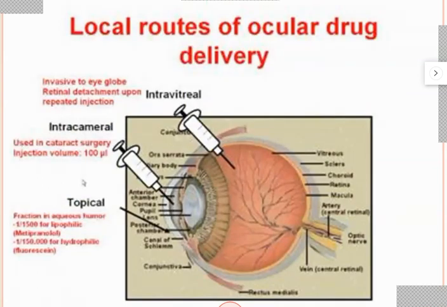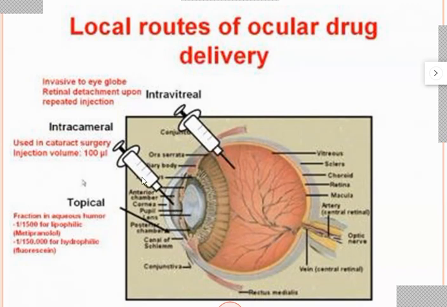This is the picture showing various routes of local ocular drug delivery. These are all invasive procedures because we are puncturing the globe with a needle. There is every chance of getting retinal detachment. Suppose the injection is not given in the proper way, there will be every chance of getting retinal detachment.